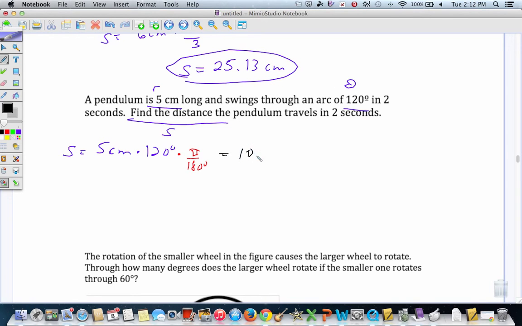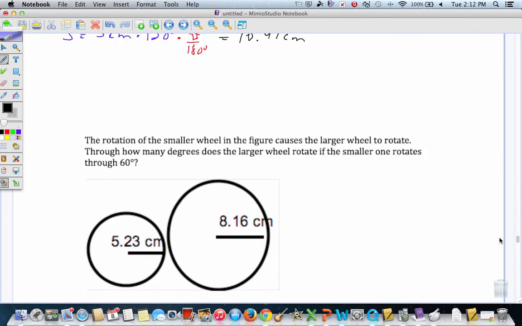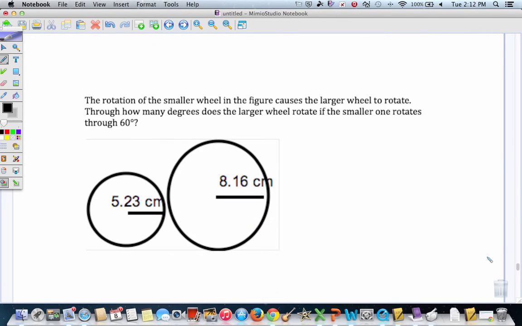Well, just take my word for it here. Apparently this is not going to work. So I'm going to go with 10.47 centimeters. Next problem here.